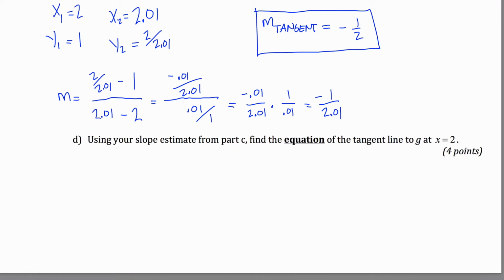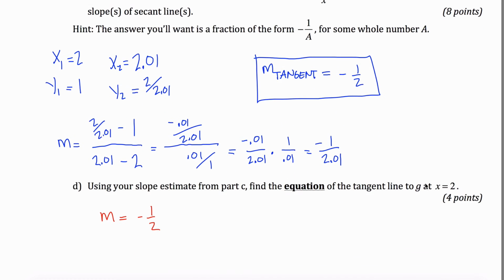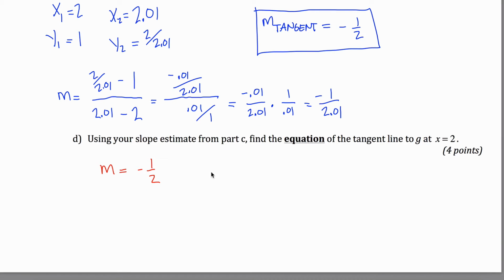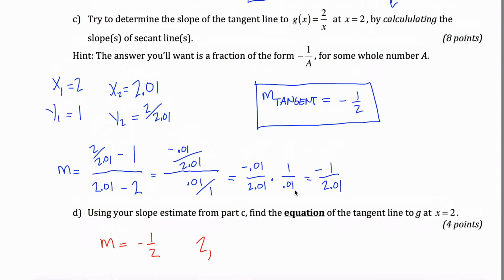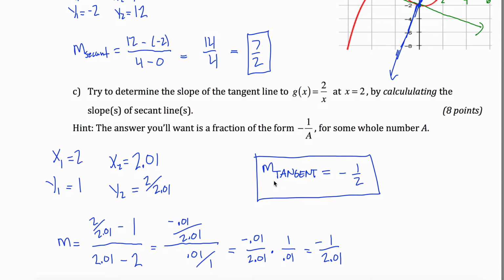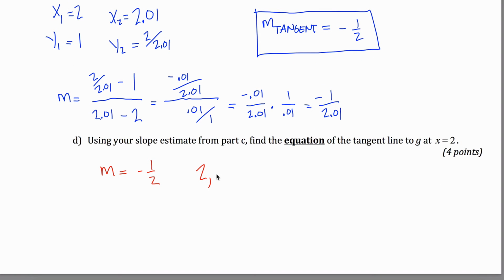And then I'm moving on to part D here, which says using your slope estimate from part C, so I got that m is equal to negative 1/2, find the equation of the tangent line to this function g at x equals 2. So I have an x value of 2, and the y value when x equals 2, if I take 2 and plug it in here, as I saw before, is 1. So I have a slope, and I have 1 point on the line, and that's enough for me to figure out the equation of the line.